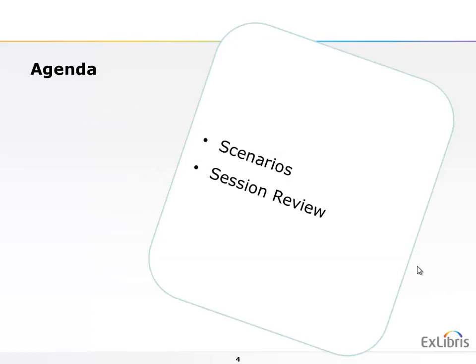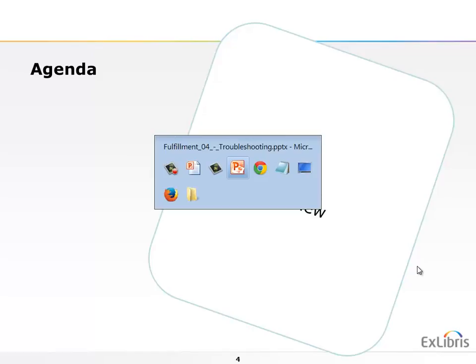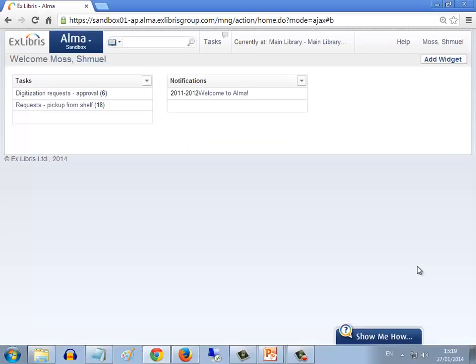Let's get started. The first scenario we're presented with is a patron who would like to place a request for a physical item. We're going to do that on behalf of the patron.